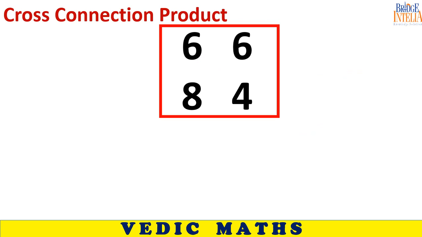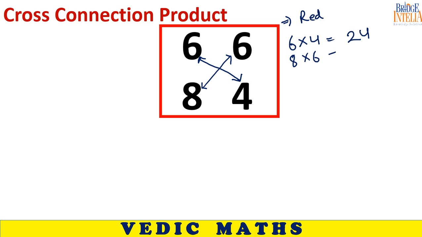Let's take one more. You see a red box here, and inside the red box there are four numbers. Connect them crosswise. Connect 6 and 4, so 6 4s are 24. Then connect the remaining numbers 8 and 6, which gives 48. Now add this up, and it comes out to be 72. So the cross connection product is equal to 72.